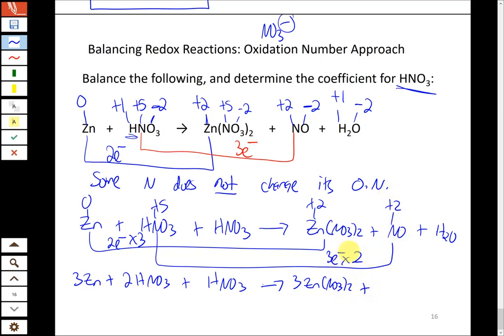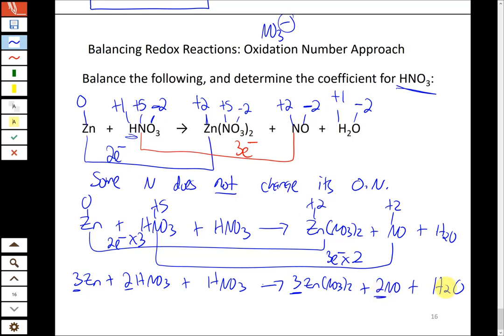A 2 in front of NO to, again, keep the balanced electrons, and then we'll have to do water at the end as well. All right, so this is what we have so far, and these are the coefficients that we want to basically leave as is, because those are used to balance the number of electrons transferred. But now we can add more HNO3 and more water to make sure that everything is totally balanced.